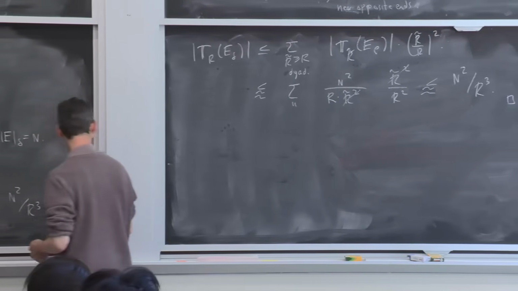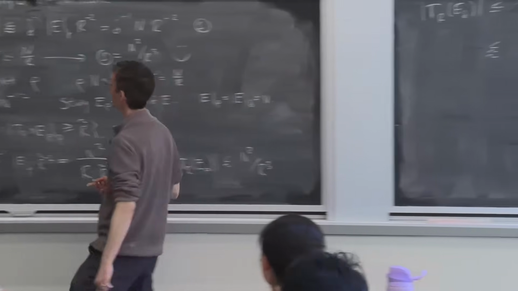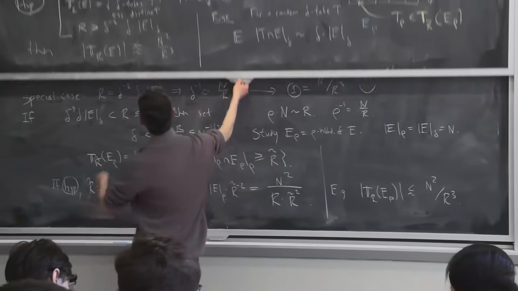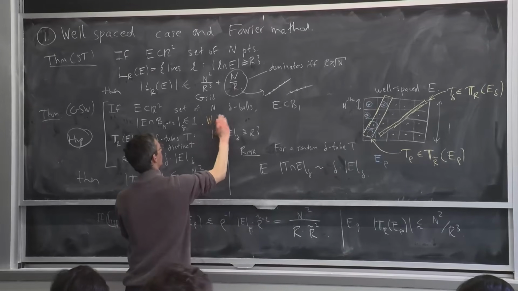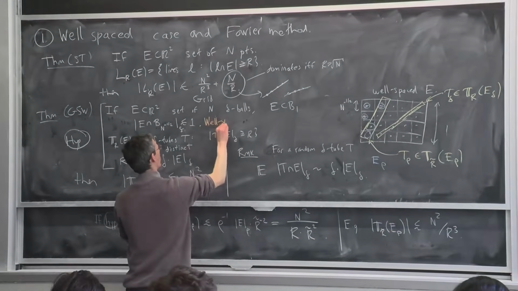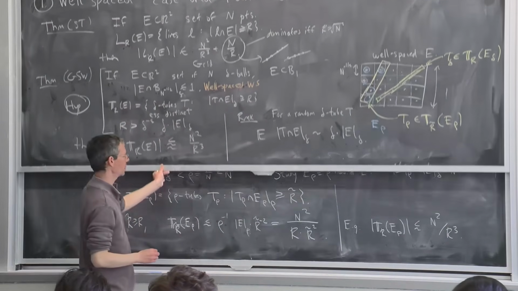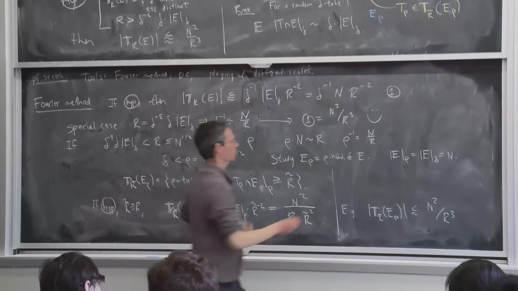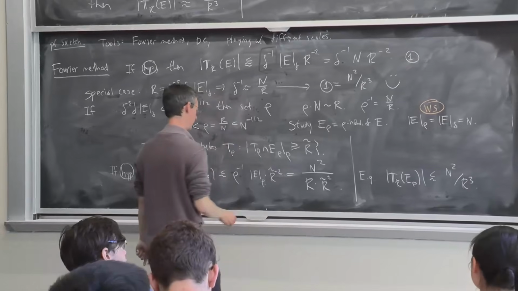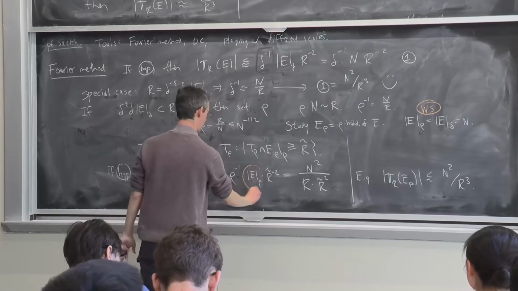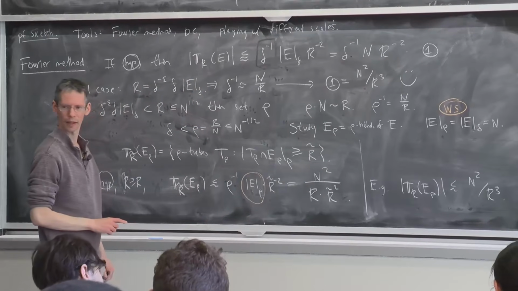So the question is, where did we use that it's well-spaced? And I think it's instructive to trace where we used all the hypotheses. So let's label this WS. Well, let's label it well-spaced, which we can abbreviate WS. So where did we use that it's well-spaced? We used it here, and that's the only place. So this guy is N. That's the only place that we used it.